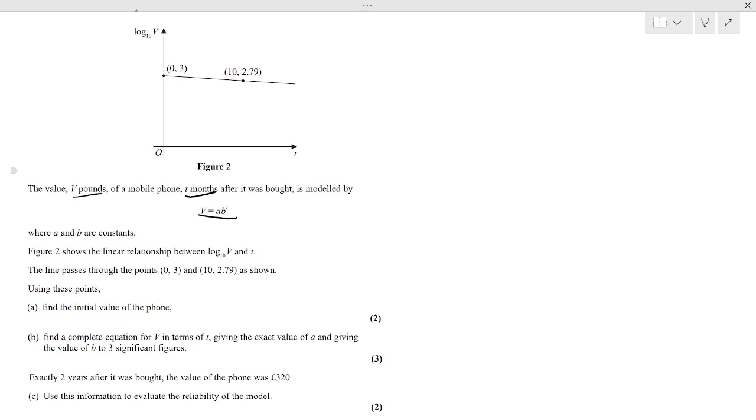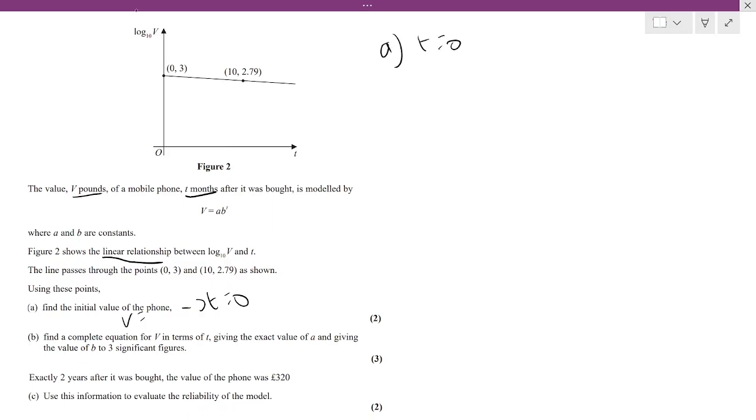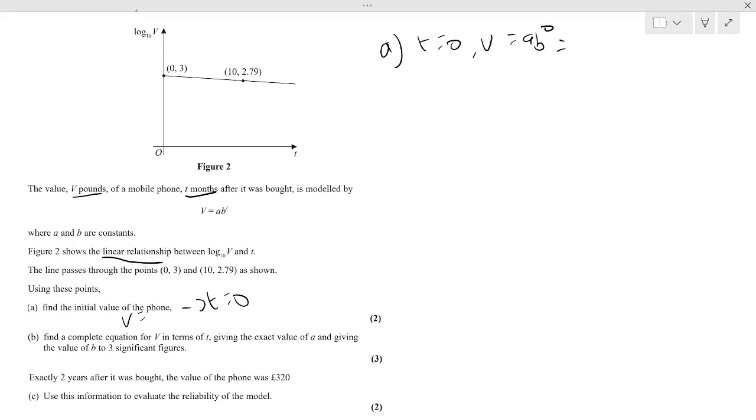V is ab to the t, and it's a linear relationship between log V and t. It's linear, meaning it's a straight line, right? Then it says it passes through these 2 points, which we see on the graph. Then we need to find the initial value of the phone. So that's going to be when t is 0, and we need the value V, okay? Not log 10 of V, but V. So let me do part A then. Well, if t equals 0, then V is going to be ab to the 0, which is going to be a. But we don't know a, so we're going to have to work that out.